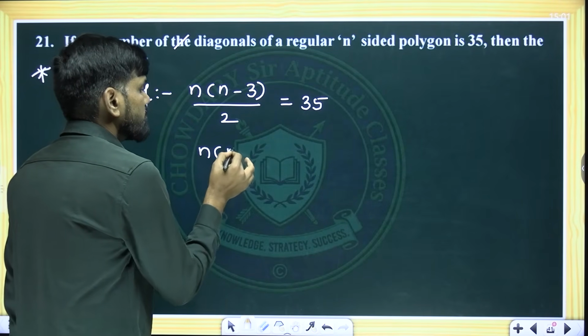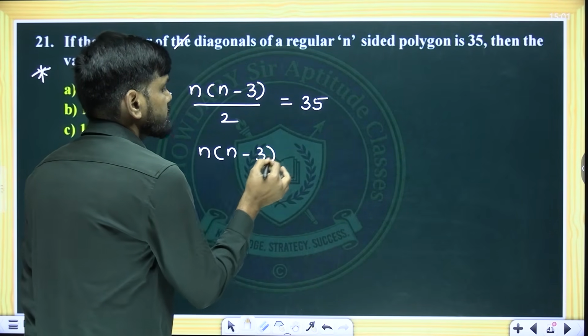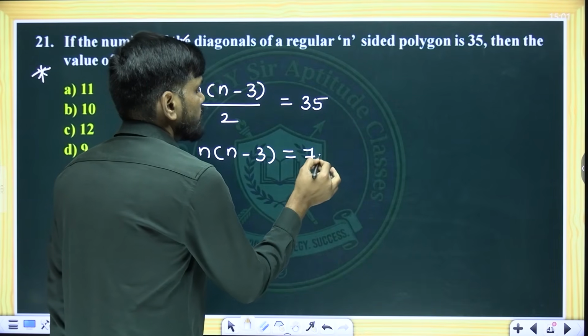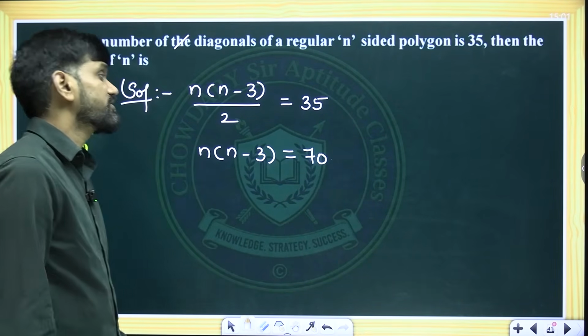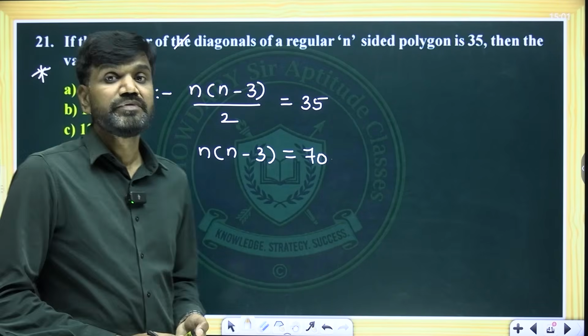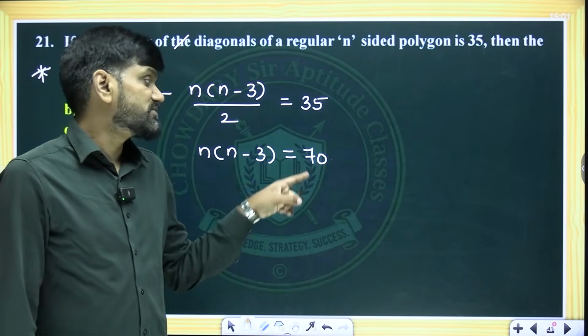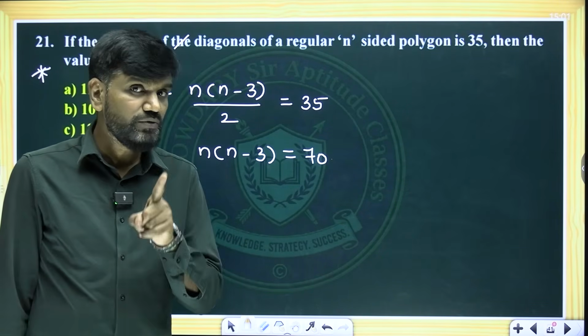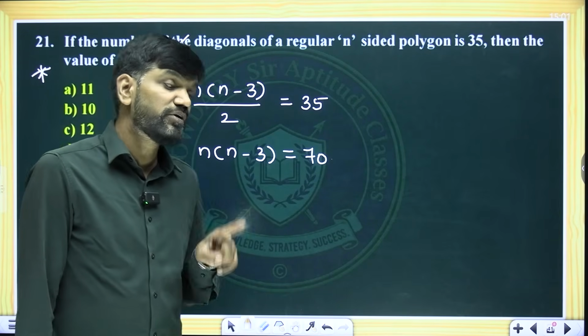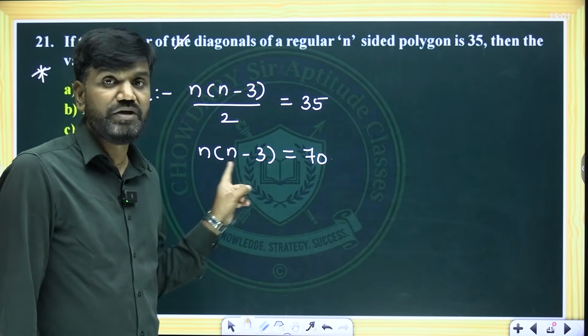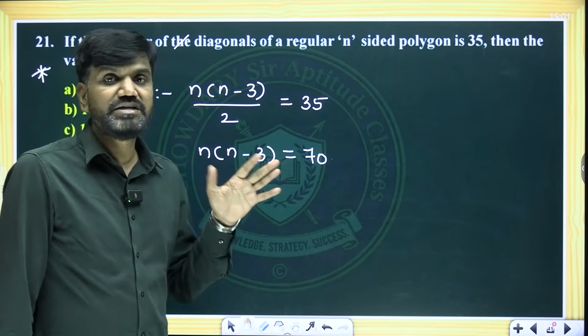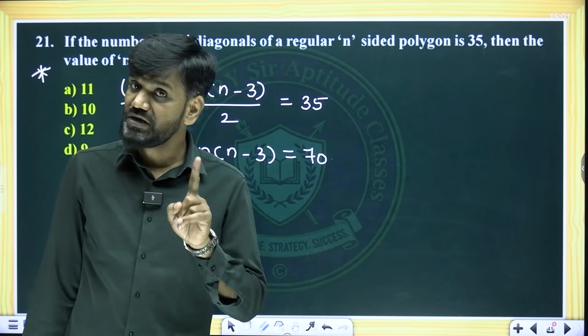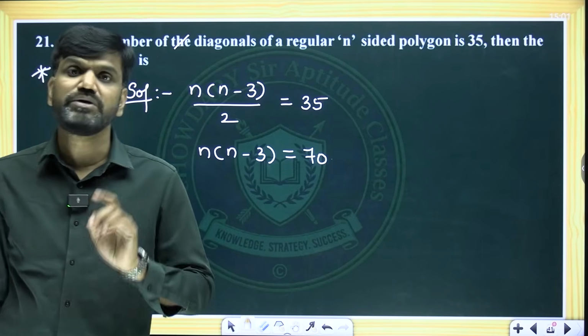N into n minus 3. 35 twos, it will be how much? 70. 35 twos are 70. Now, please be careful. Don't check which two squares this is lying between, because I told you, you have to follow that method only when it is the product of two consecutive natural numbers. N and n minus 3 are not consecutive natural numbers. So, you should not follow the technique. You should go by options only here.